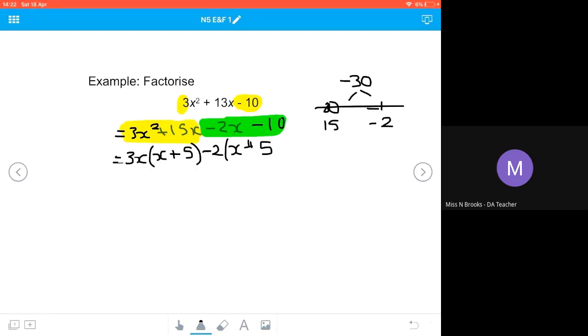So one of our brackets is going to be 3x take away 2, and the other bracket is going to be our shared x plus 5 bracket. So we've got 3x take away 2 and x plus 5 is our factorization of 3x squared plus 13x take away 10.